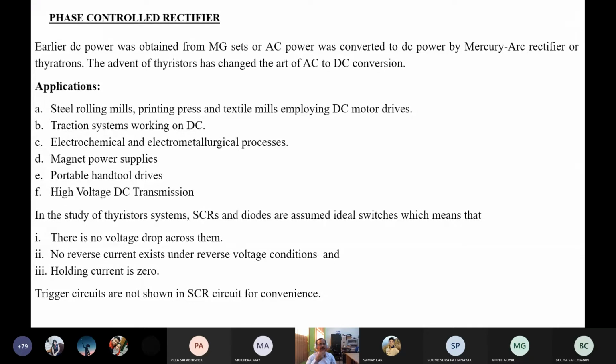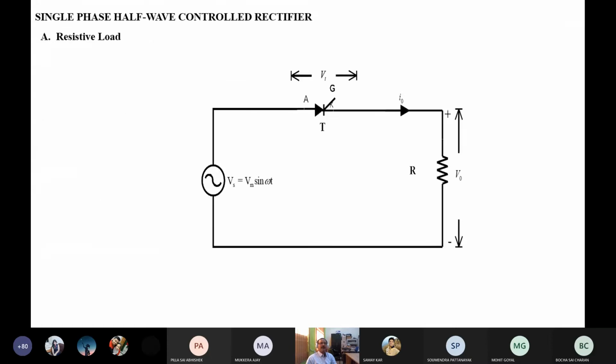Phase control. Why is it phase control? I'll explain it while I discuss the rectifier. Then it will be clear. This is a half wave controlled rectifier. You might have studied the half wave uncontrolled rectifier with diodes, right? But here it is a controlled rectifier. We can control the turn on when it is forward biased.